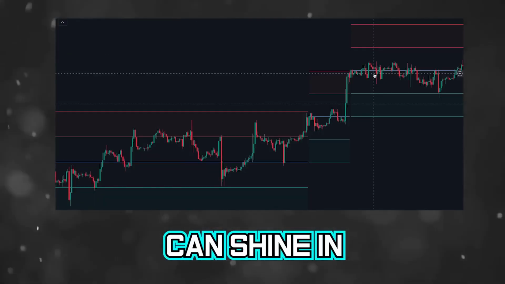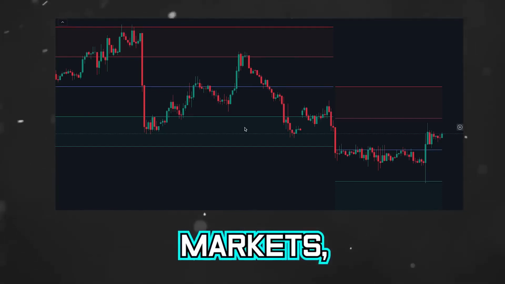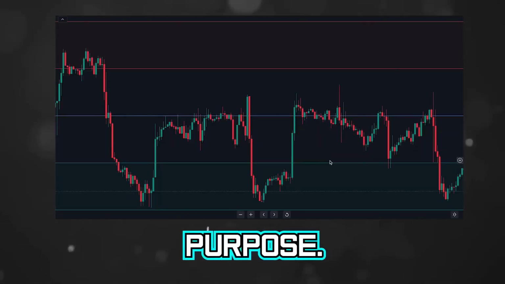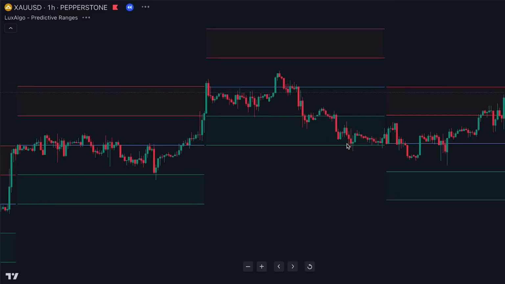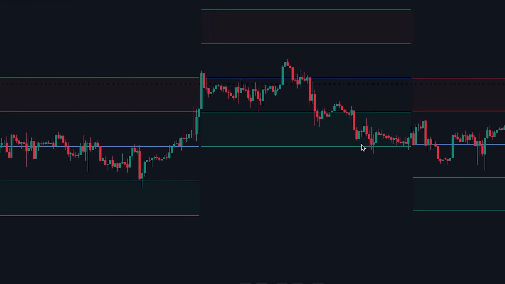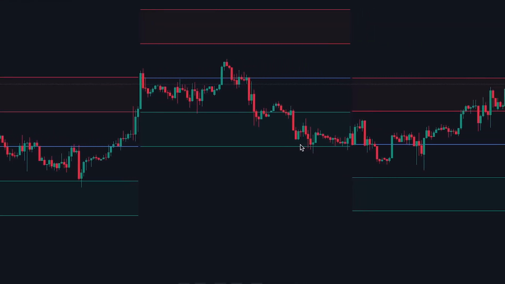This indicator can shine in trending markets and ranging markets, but is generally most powerful in ranging markets as that was the intended purpose. Most indicators fail over and over again once the market state changes to ranging, but as you can see, this tool adapts just fine.